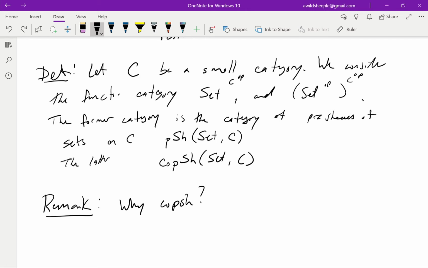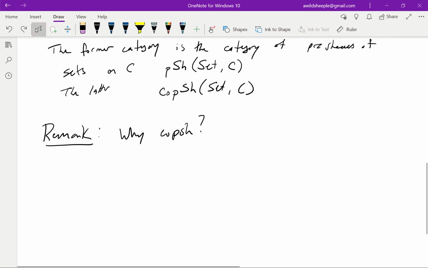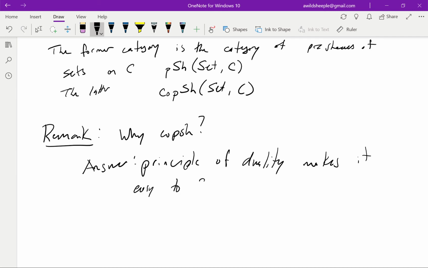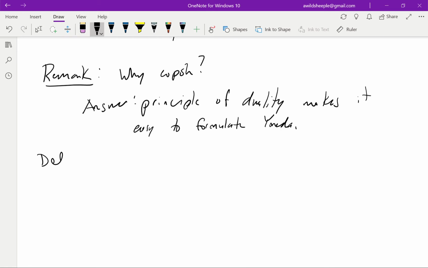Okay, so now that I've made these definitions, I'm ready to define the most important functors. Oh, I should write down the answer. The answer to the question is the principle of duality. It makes it easy to formulate the Yoneda Lemma. Sorry about that. Okay, so now let's make our last slew of definitions for the moment.